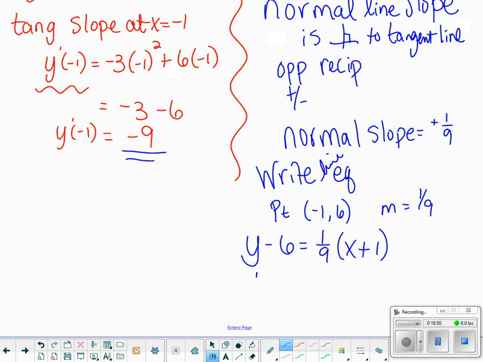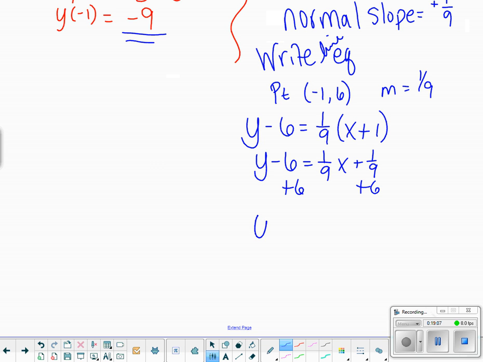They said put it in slope-intercept form, so I will do that. I'm going to distribute my 1/9. I'm going to add a 6 so I can get y equals mx plus b format. And y equals 1/9 x. 6 could be rewritten as 54/9. So 54/9 and 1/9 make 55/9. There's our normal line.